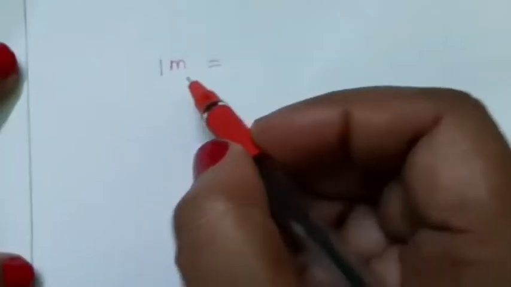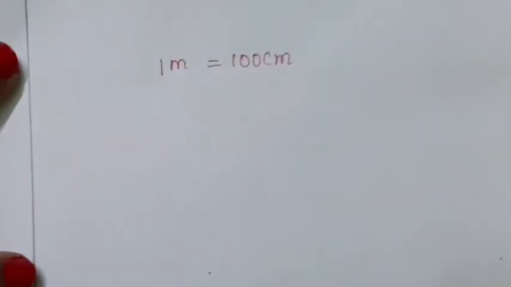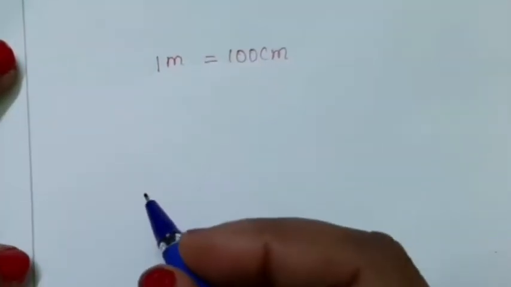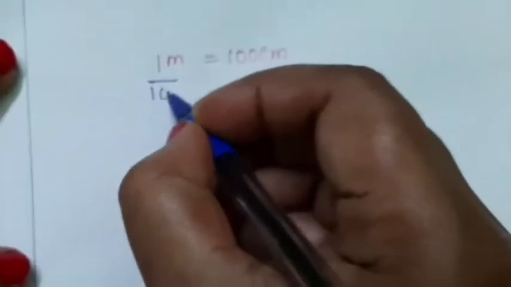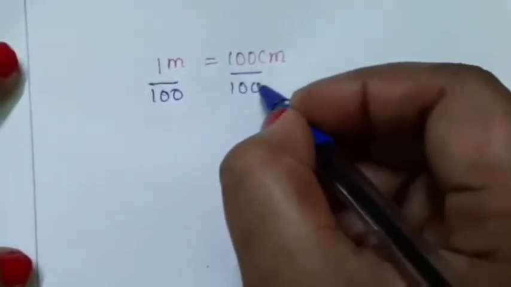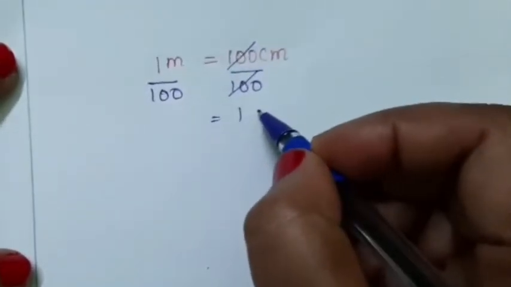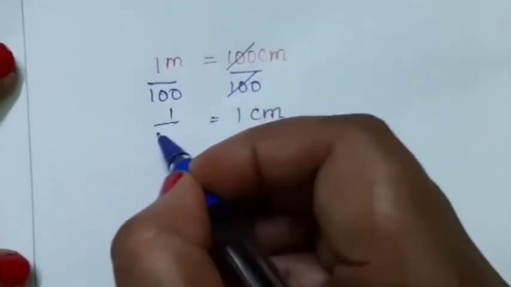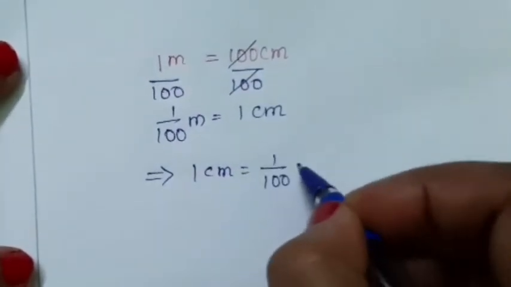Let us see how to convert meter into centimeter. We know that 1 meter is equal to 100 centimeter. Dividing by 100 on both the sides, we get, by cancelling 100 by 100, 1 centimeter. Here 1 by 100 meter. From this we can say that 1 centimeter is equal to 1 by 100 meter.